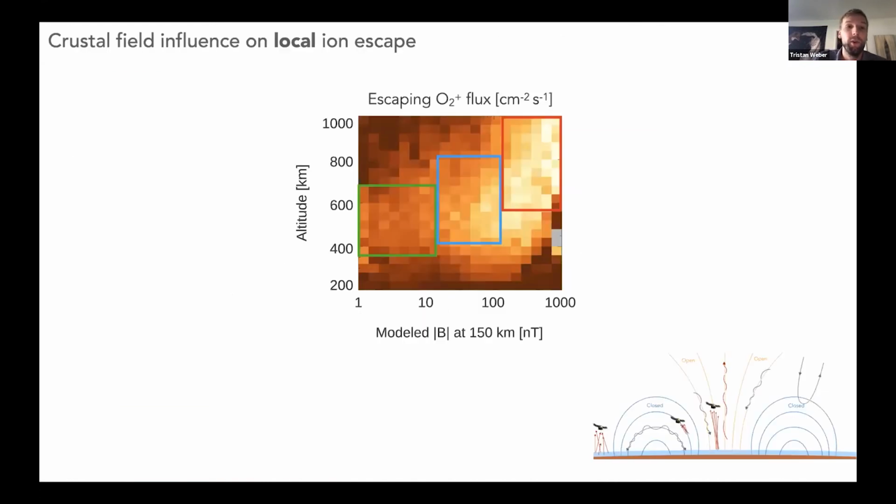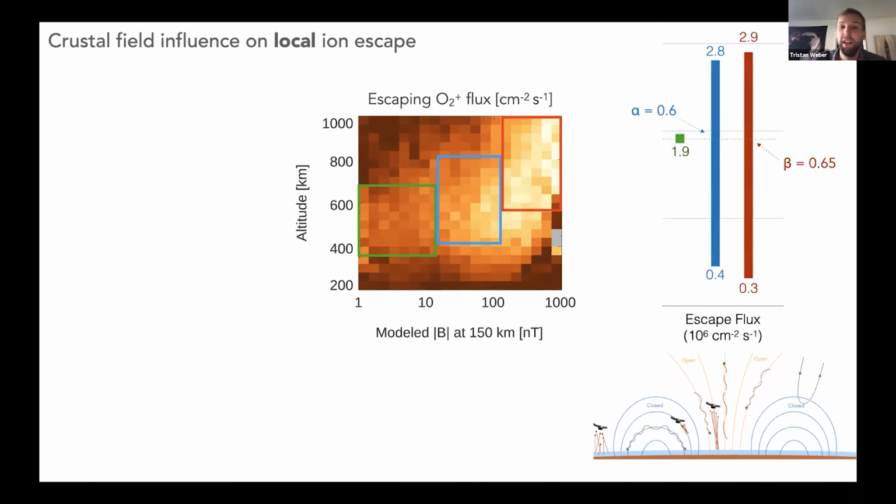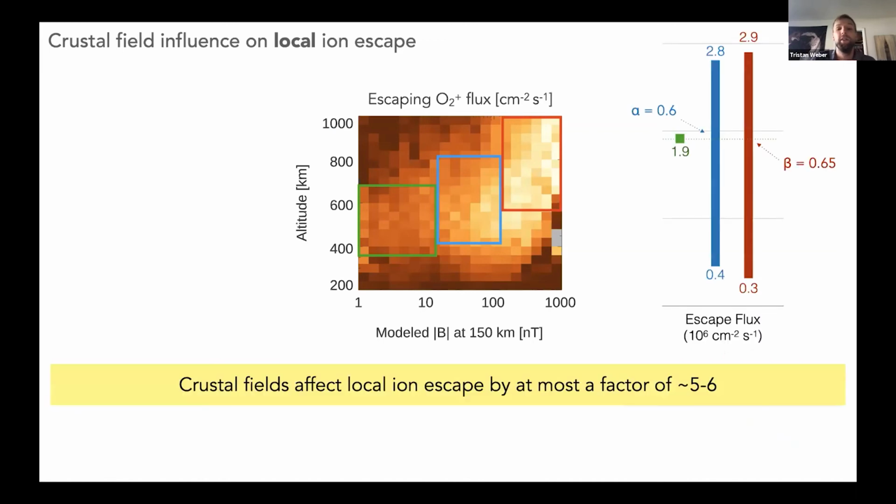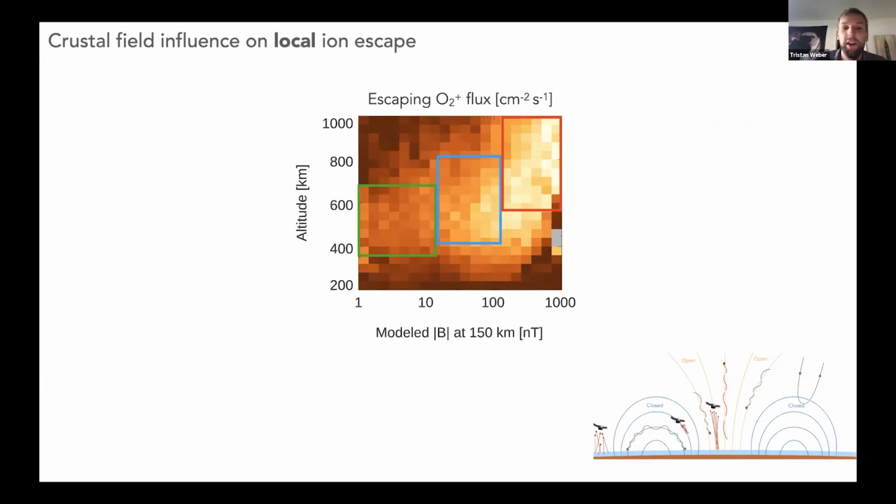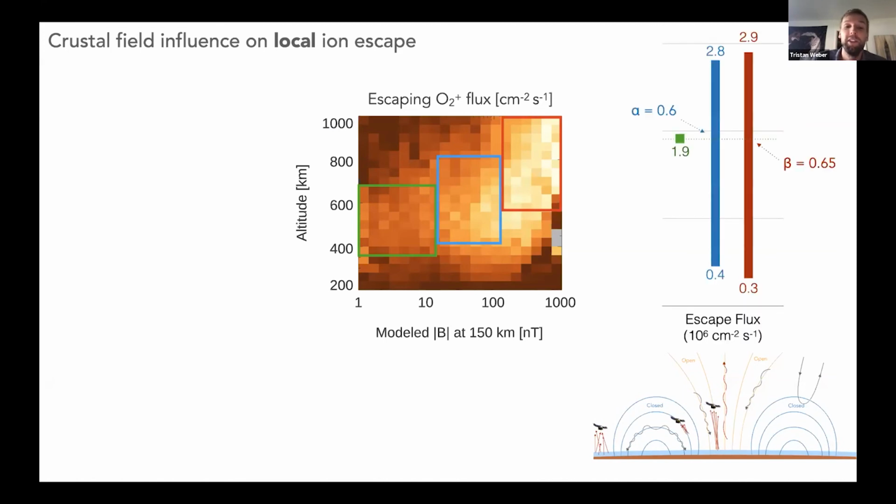If we also just want to ask, what about the effect on local ion escape? This is mostly just a comparison between these different regions of parameter space that we have mapped out here. So if we take our calculations of the escape flux in the green box, in the blue box, and in the red box as a function of alpha and beta, that's what's shown on the right here.